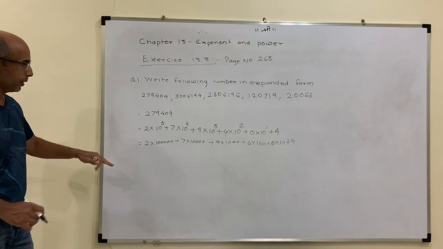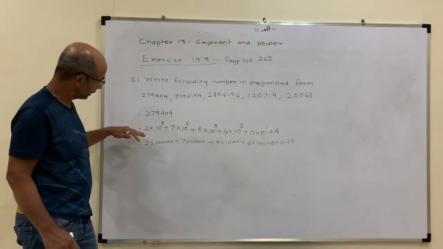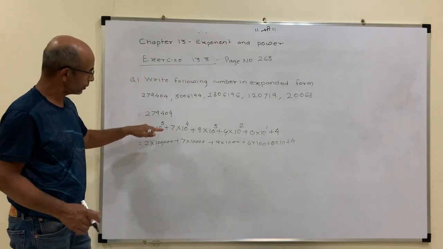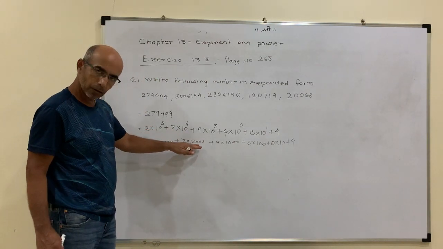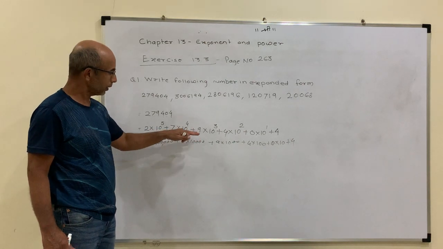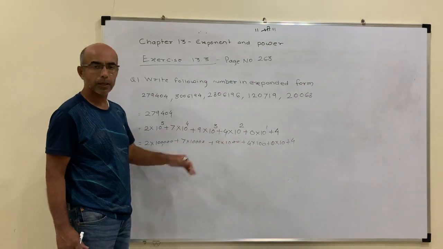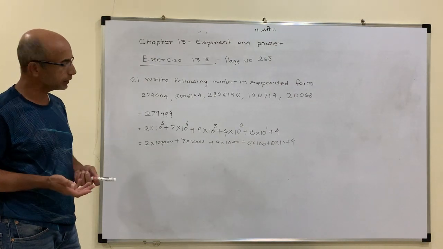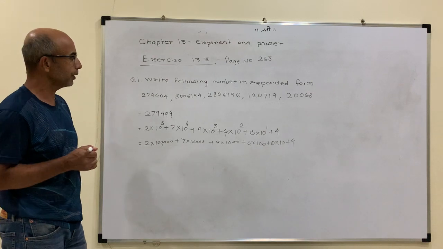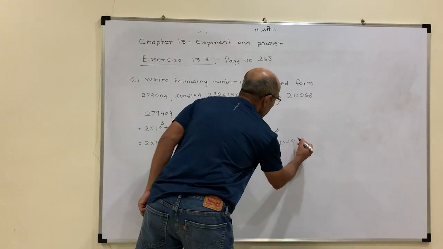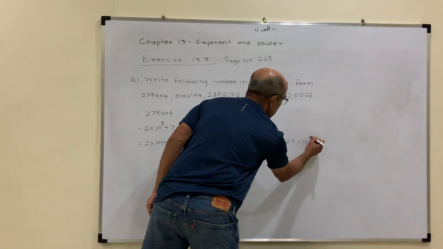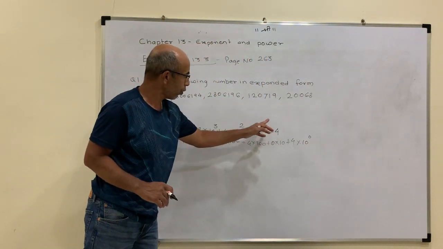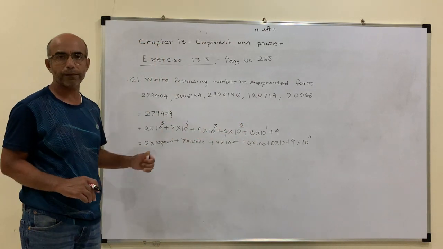So after this step, 100,000 is nothing but 10 raised to 5. 10,000 is 10 raised to 4. 1,000 is 10 raised to 3. 10 square is 100. 10 raised to 1 is 10. And actually the last one, even if you wanted to follow the sequence, you can write it as 10 raised to 0. Anything raised to 0 comes out to be 1. So you can calculate 0, 1, 2, 3, 4, 5.